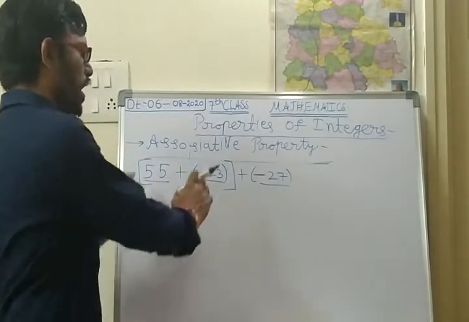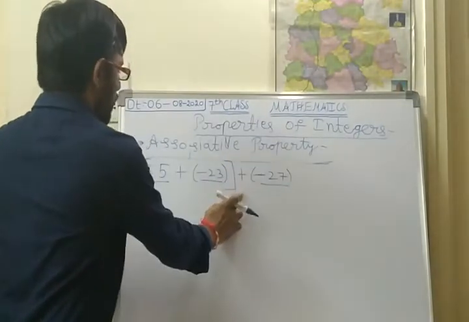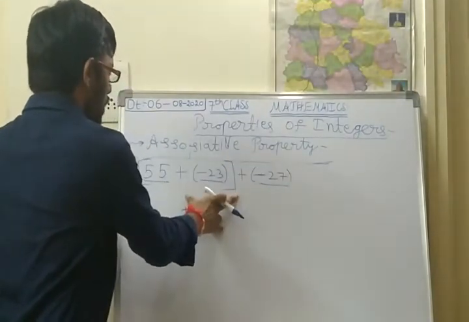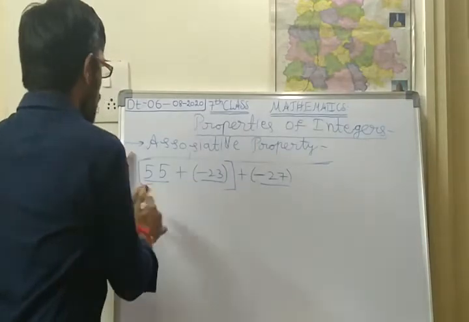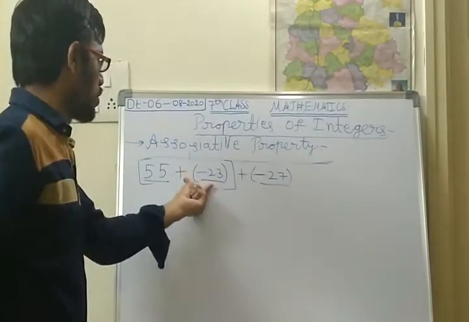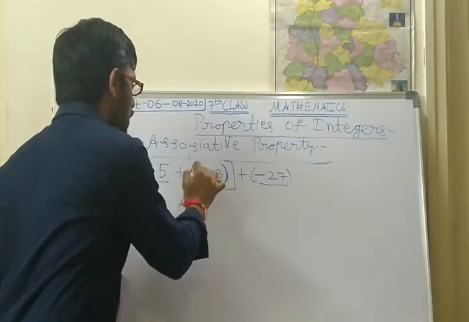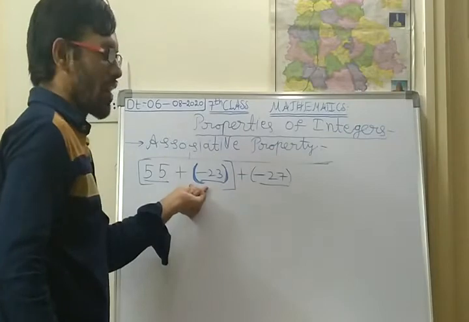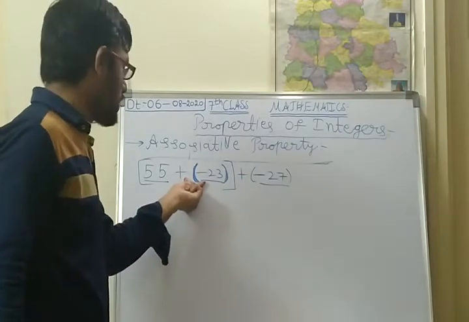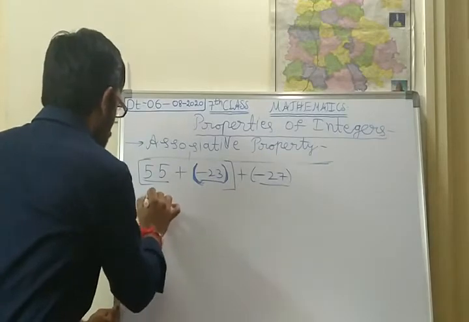So first of all we have to take the main bracket. So what is the main bracket here? This is the main bracket. Here two numbers are there, so we have to solve this bracket. For this, 55 plus of minus 23 is there. So first of all we should remove this symbol. In between these two symbols there is a bracket. First of all we have to remove this bracket.